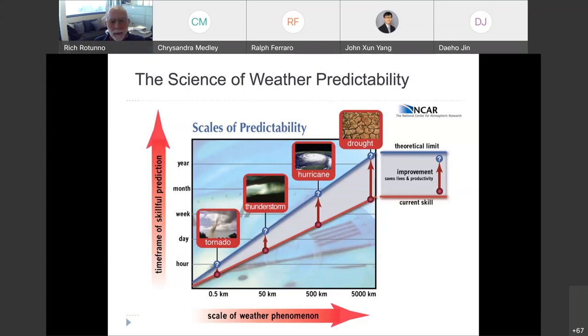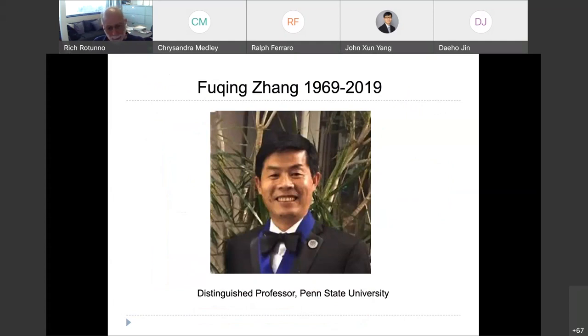So I want to switch now to mention my colleague, Fuqing Zhang, who left us a couple of years ago unexpectedly. Fuqing came to work with us back in 2001, I think it was, on the project of predictability, basically trying to relate these ideas from three-dimensional turbulence to more real weather situations where all the full complications of the atmosphere are included, including moist convection, heterogeneous terrain, et cetera. The list goes on.